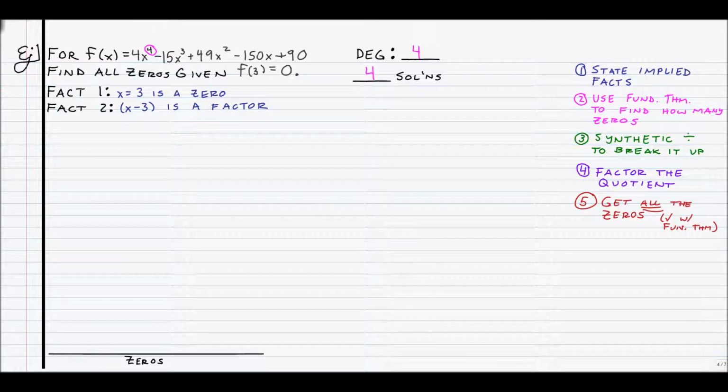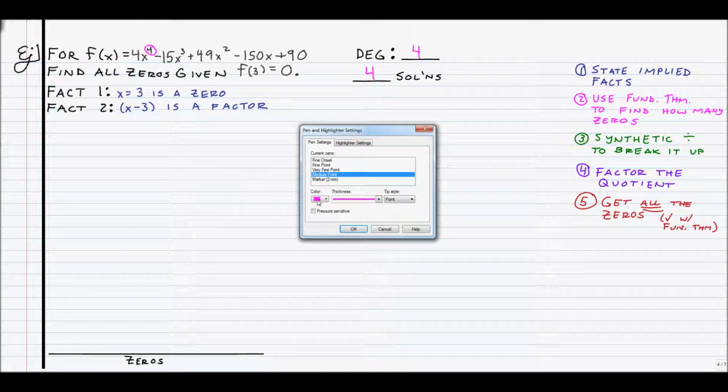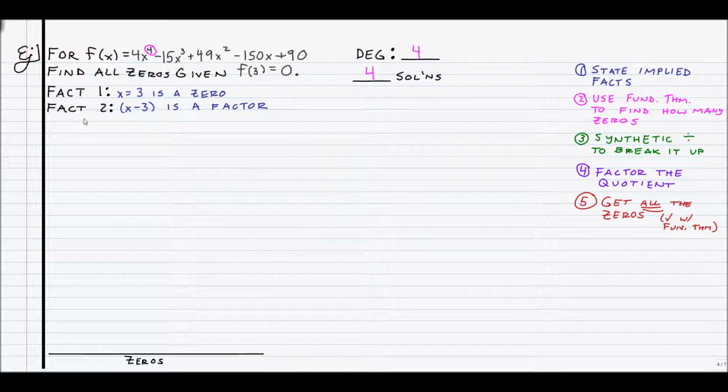So let's go from here. First 2 steps down. It's time for a little bit of epic synthetic division action. So we've got x minus 3 as our factor, so we're going to use 3 as our pivot. We've got a lot of coefficients. Let's get started. Negative 15, positive 49, negative 150, 90.